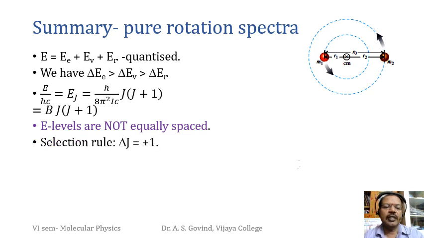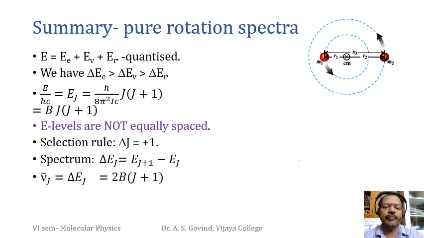And for transition, selection rule is delta J is plus or minus 1, and for absorption it should be plus 1. That means the electron goes from lower energy to higher energy, and therefore the spectrum is a result of difference in energy delta Ej, which is Ej plus 1 minus Ej. And when you substitute and simplify, you will get the nu bar J, that is the wave number, as delta Ej equals 2B into J plus 1. And we notice that frequencies are equally spaced.